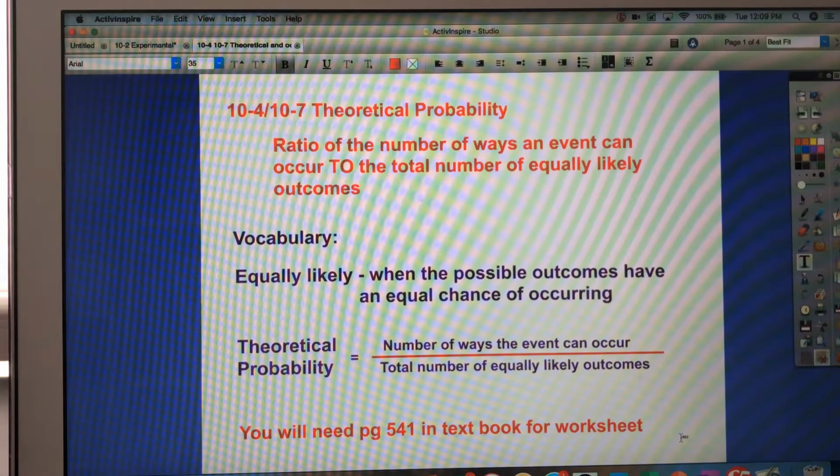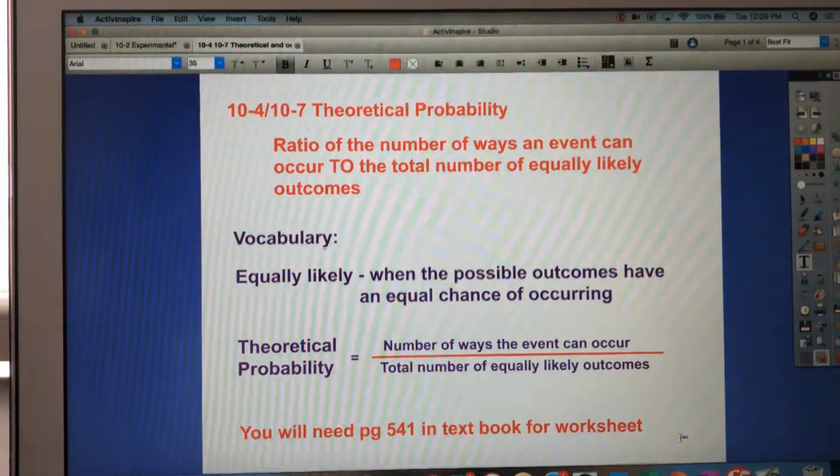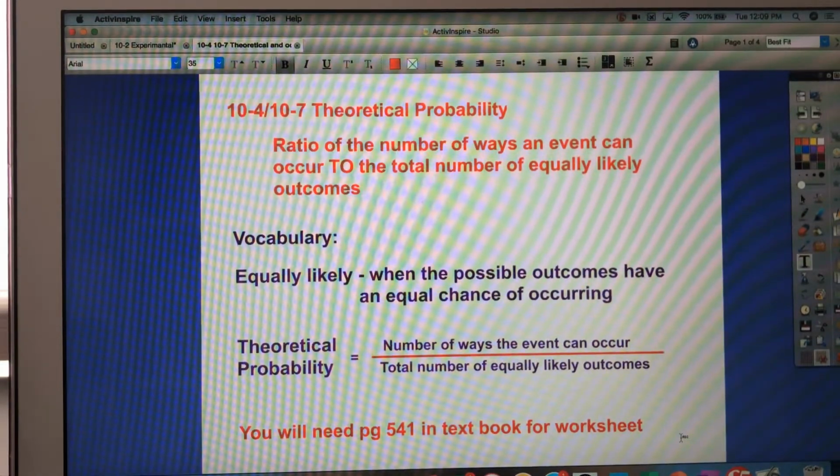Vocabulary. Equally likely? Well, this is when the possible outcomes have an equal chance of occurring. So that means that with a dice, every single side of the dice has an equal chance of occurring. I flip a coin, both sides have an equal chance. Theoretical probability is the number of ways that the event can occur out of the total number of equally likely outcomes.